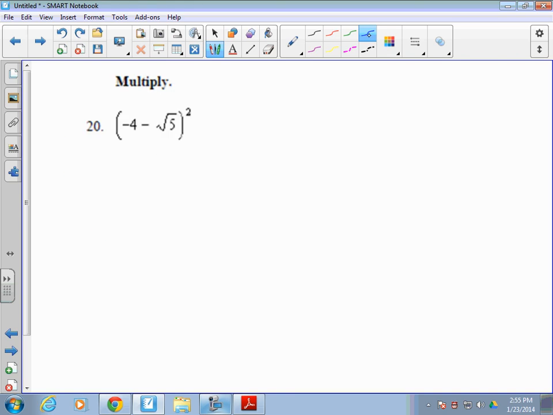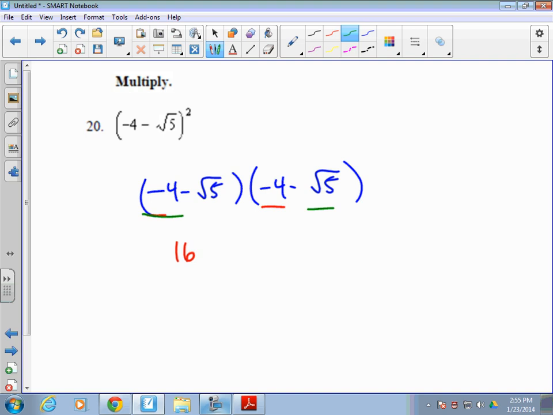Number 20 tells you to multiply. It's squaring that binomial, -4 minus the square root of 5, so square it. -4 minus the square root of 5. You have to FOIL it. First terms, negative times negative is positive. Outer terms is next. Negative 4 times negative square root of 5 is positive 4 square root of 5. Inner terms is next. Negative times negative is going to be positive 4 square root of 5. And then the last terms are the ones in the back. Negative times negative is going to be positive.